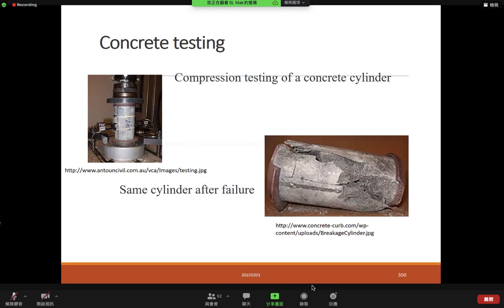Okay, and then we will discuss what kind of testing is applied to such construction materials. For example, for concrete testing, the most common is compressive testing. We will draw a sample from the final product, such as this concrete cylinder, and apply a compression load to check the maximum force to cause cracking.